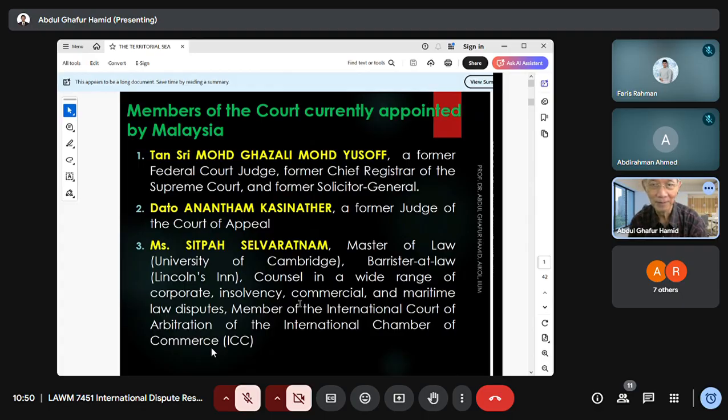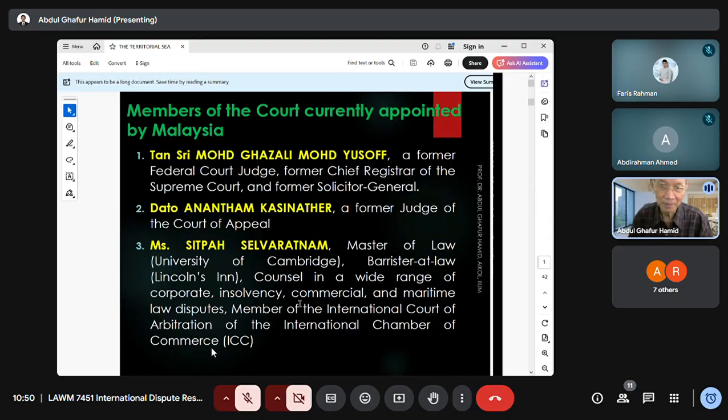Number 1, Tan Sri Muhammad Ghazali Muhammad Yusof. He was a former federal court judge, former chief registrar of the Supreme Court, and former Solicitor General of Malaysia. You see the position, right? So these are the big guns from the particular country.